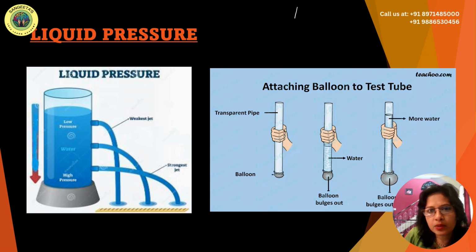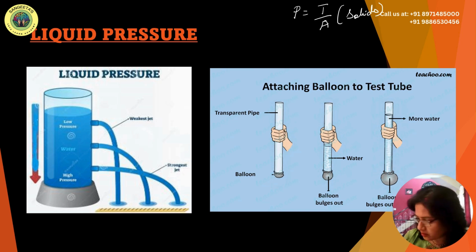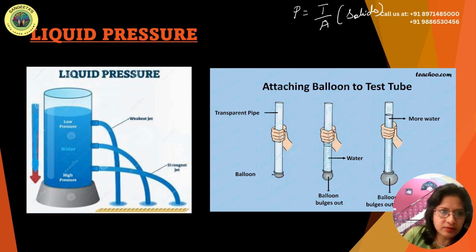Now let us come to a topic which is known as liquid pressure. The earlier topic, pressure is equal to thrust by area, is applicable for solids. For liquids, we have a different method of calculating pressure. Liquid also gives a lot of pressure, right? If you put your hand in, you see that they give so much pressure. What is the liquid pressure dependent on?